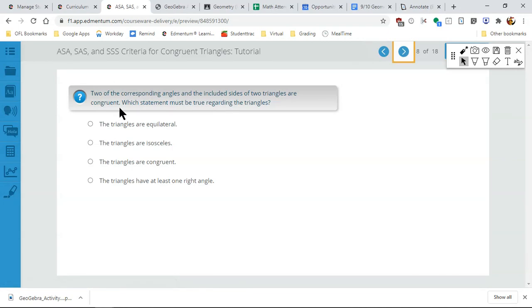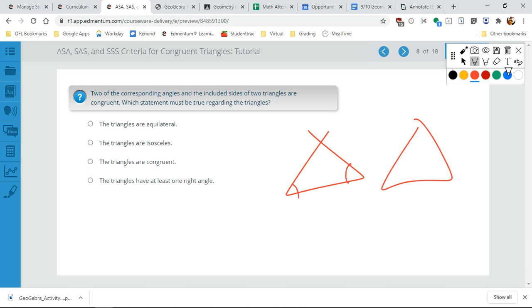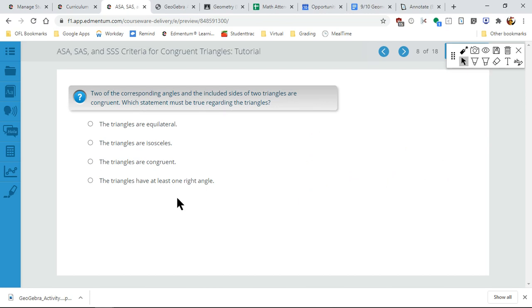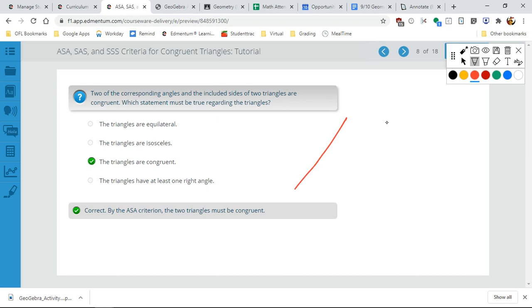Now this is saying two corresponding angles. Oh, they call it an included side. I knew there was a word for it. I always called it in between those two angles. Included means that it's in the middle of these two angles. So two corresponding angles and the included side are congruent. Which statement is true regarding the triangles? That means both triangles are congruent. It doesn't mean that they're equilateral, because you can have triangles like this.